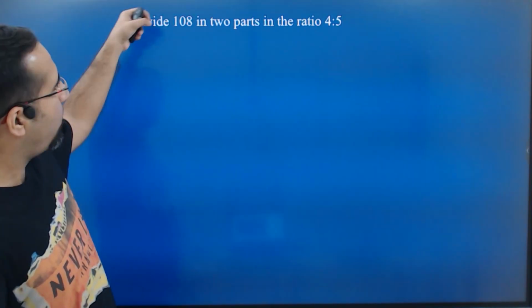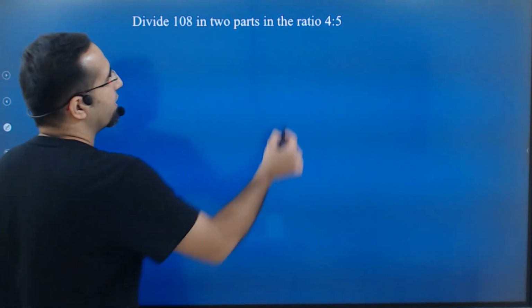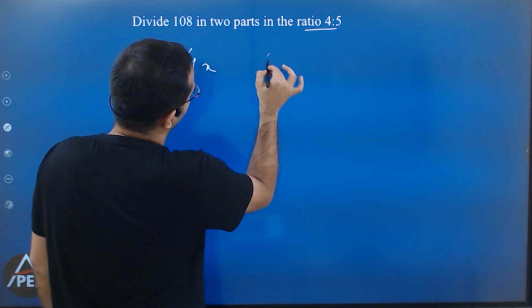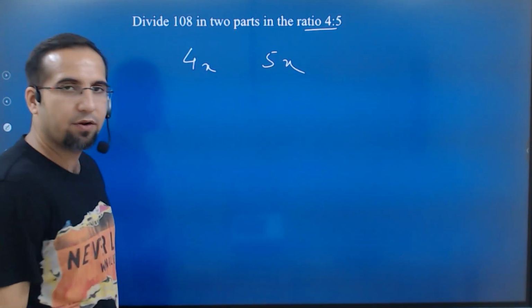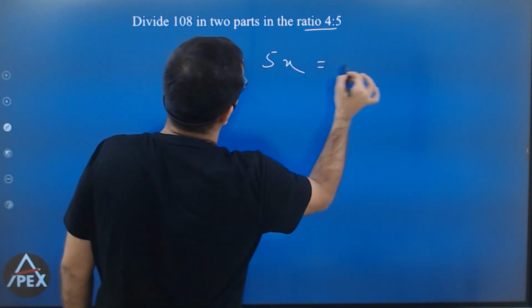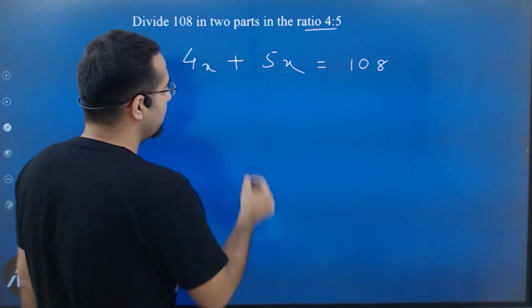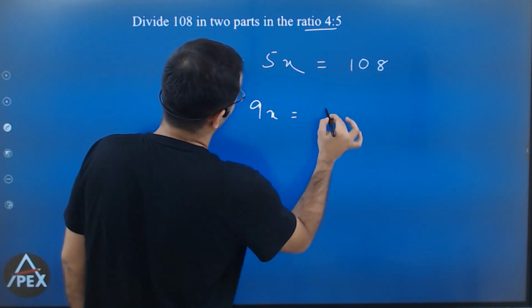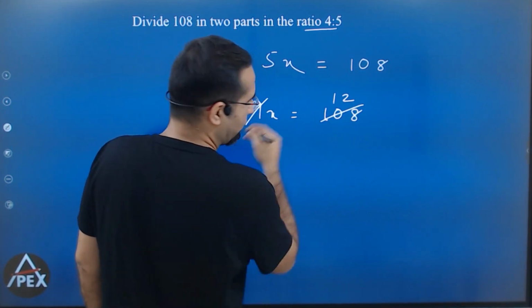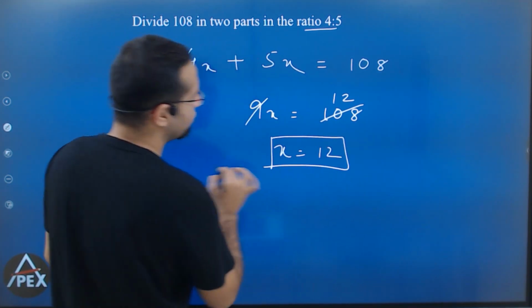Now I'm given: divide 108 into two parts in the ratio of 4:5. When the ratio is given as 4:5, I would assume 4x and 5x as their values. What am I also given? 4x plus 5x is equal to 108. So what do I get from here? I get 9x is equal to 108, so the value of x is 9 into 12 is 108. So the value of x is equal to 12.